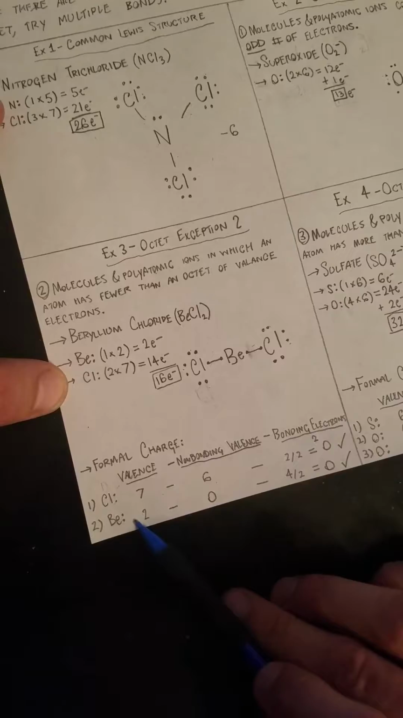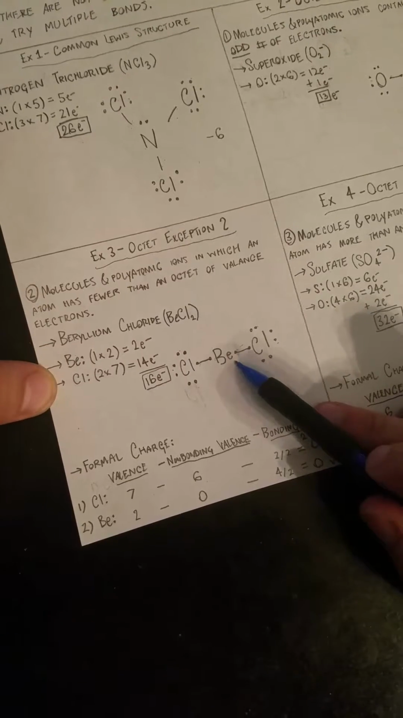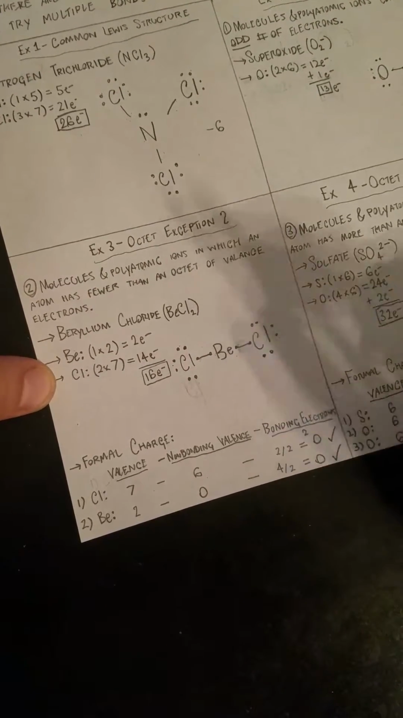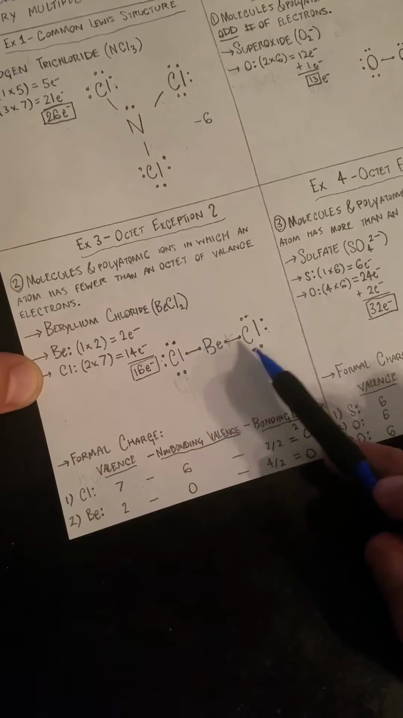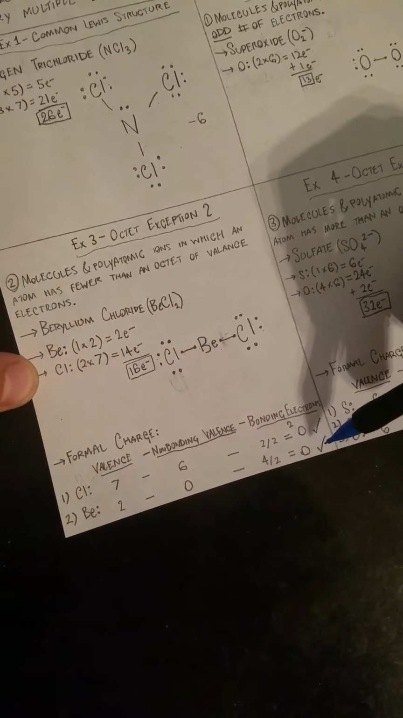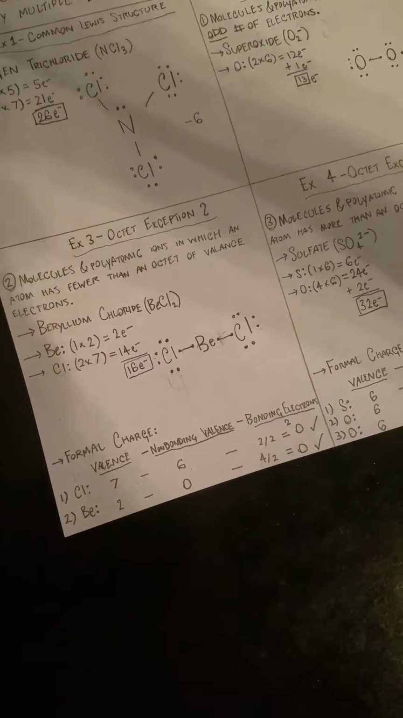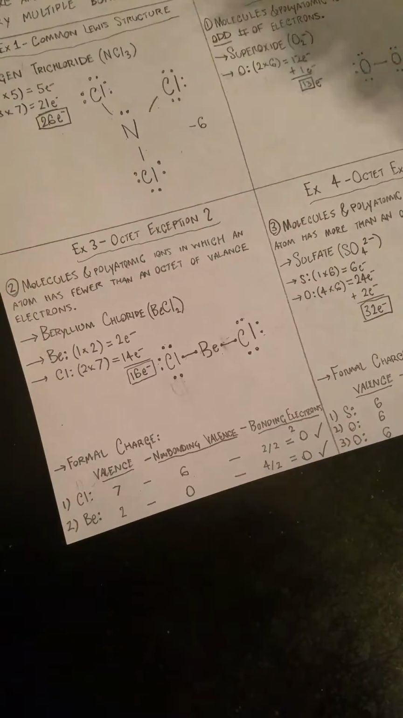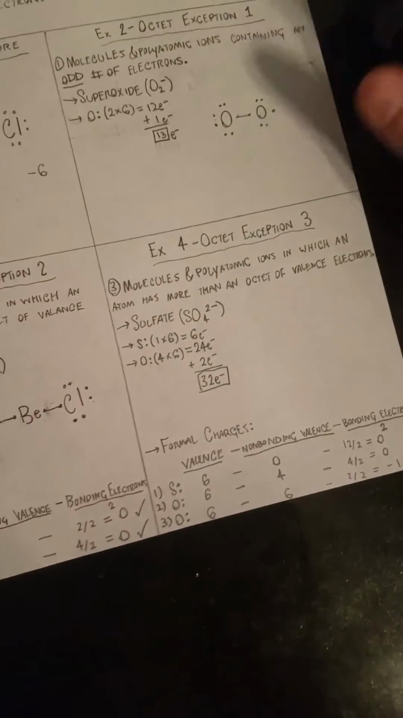Same thing goes for beryllium. We know that has 2 valence electrons. Non-bonding, well, all of these electrons for beryllium are bonding, so that's 0. And then minus the bonding electrons, which is 4. Okay, and all said and done, that checks out, and it is an equal compound, and that is the exception number 2. So moving on to our last exception, number 3, to the octet rule.